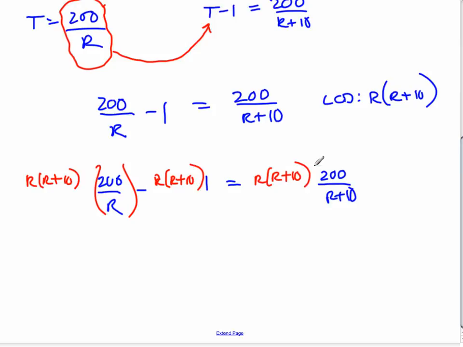Now I look for factors of 1 that I can eliminate. In this first one, I have an r and an r. So on the top there, I'm just going to have r plus 10 times 200.